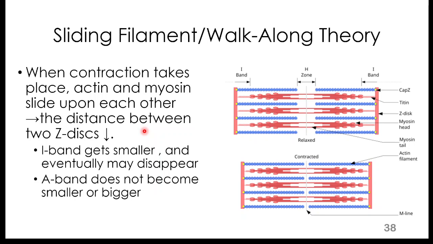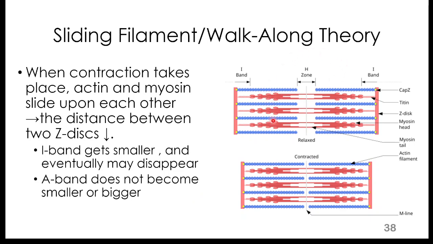Okay, so what happens is that for contraction to occur, actin and myosin filaments slide along each other such that the distance between the two Z discs will decrease. The H band gets smaller, but the A band does not become smaller or bigger, as we've said earlier.